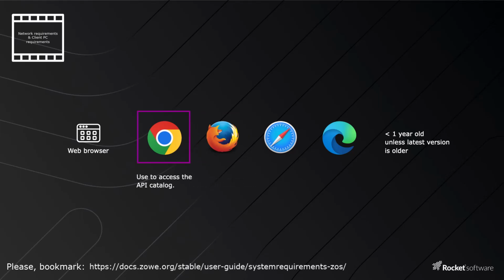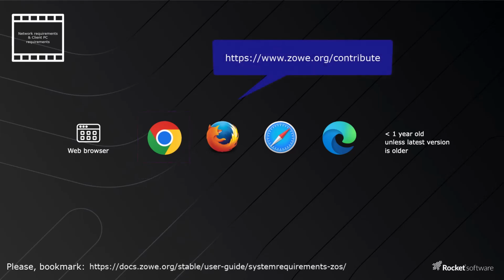It is recommended that you use Google Chrome when attempting to access the API catalog. You may experience errors when accessing the API catalog using Firefox. If you do not see your browser listed here, please contact the Zowe community so that it can be validated and included.